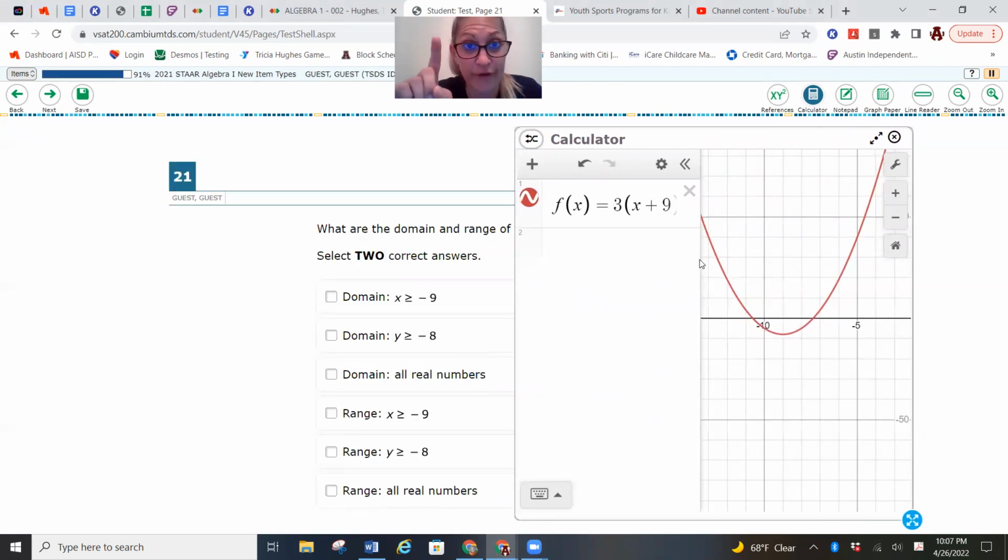You should know the domain of a parabola is all real numbers. That should be a given because this is not a context. It's not a scenario. We're not throwing a ball off a bridge and seeing how long it takes to hit the ground. So the domain is all real numbers. To find the range, you click on the vertex. You only care about the y value of the vertex. The y value is -8. This goes up, so everything greater than or equal to -8 would be the range. Save it, move on.